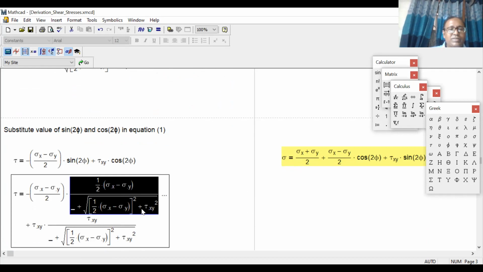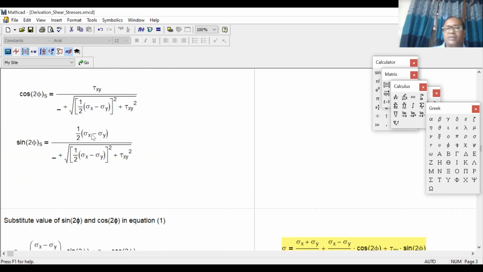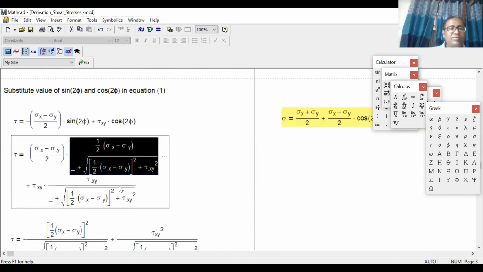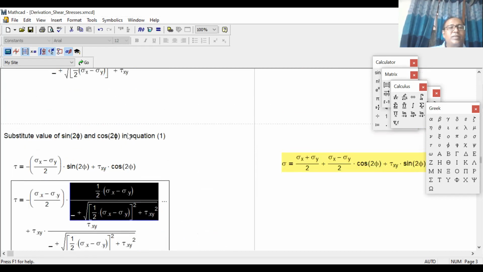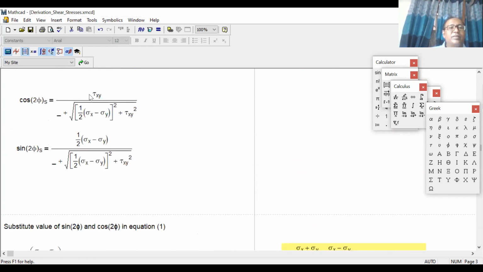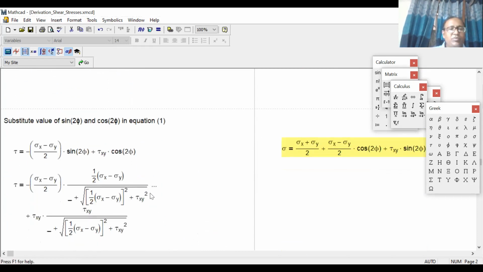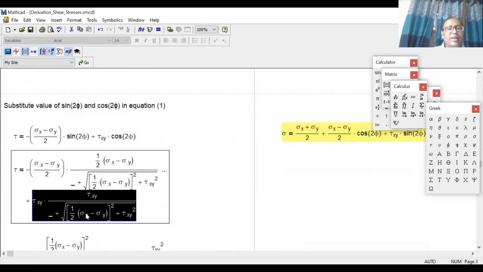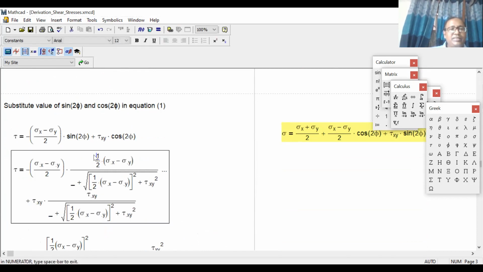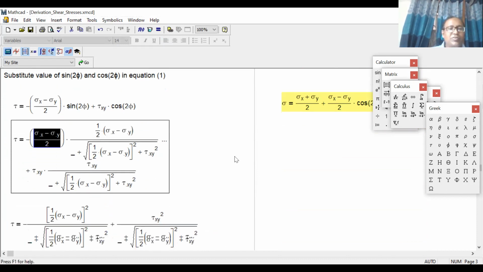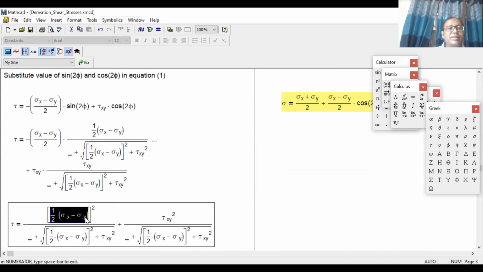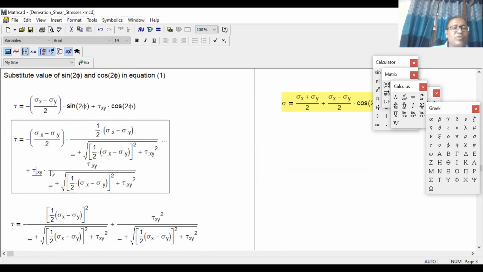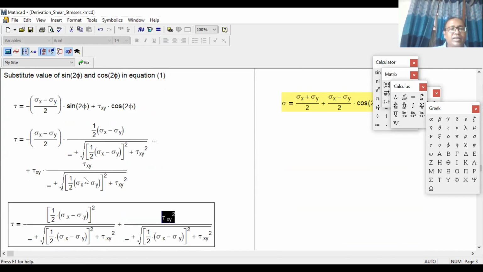So this is the value of sine 2 phi. How we got it right over here, sine 2 phi. Then we have cos 2 phi. The cos 2 phi value is right over here. So this value we put over here. And you look carefully, this is x, this is also x. So at the top will be x square. So you see the first term is coming like x square. In the second portion, tau xy, tau x square. In the bottom it remains the same.